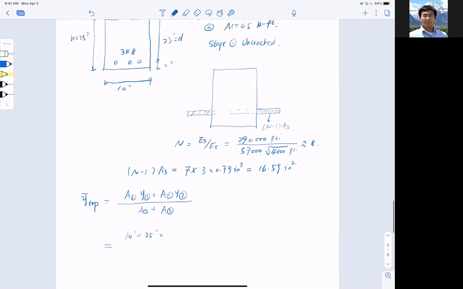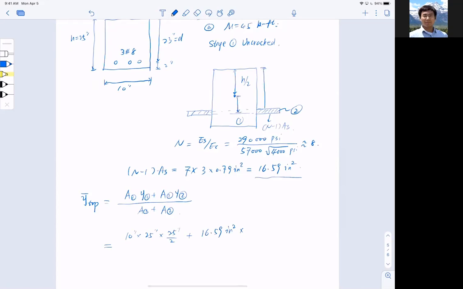Y1 is the distance. If I call the center block 1, this is 2. So the distance between the center of block 1 to the top is half H, so 25 inch divided by 2. Plus A2, that is 16.59 inch squared, which I just calculated, multiplied by the distance, which is y2. What is y2?